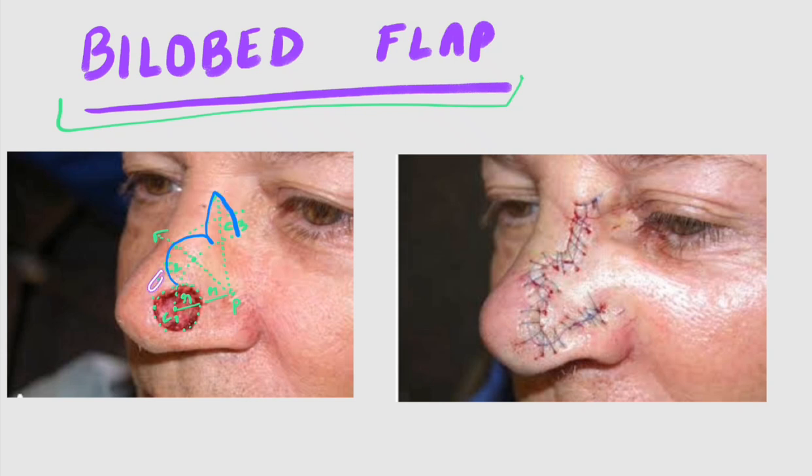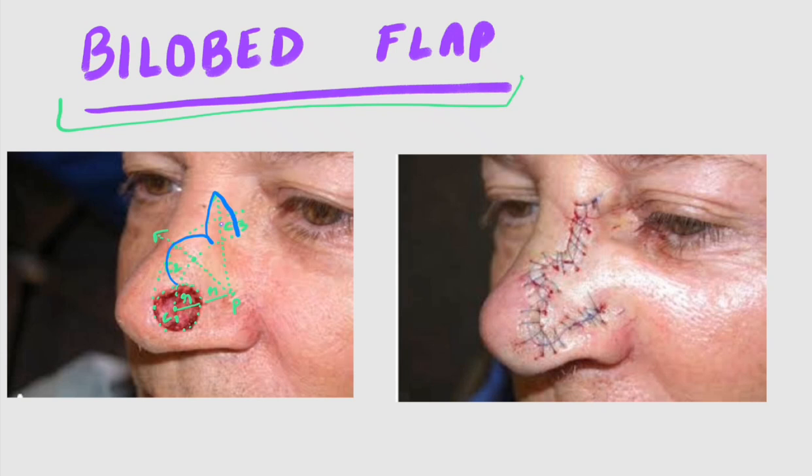We have to do adequate undermining of the tissue around the flaps for the proper closure. Now, after raising the flap, we do the transposition part. We move the C2 flap to cover the space of C1.